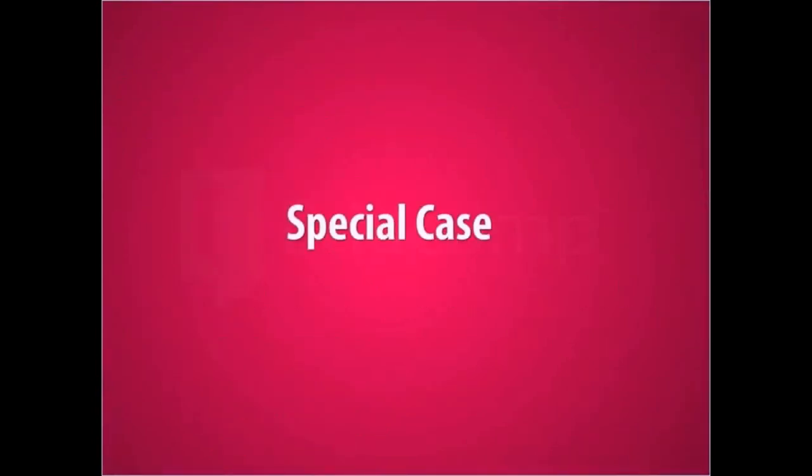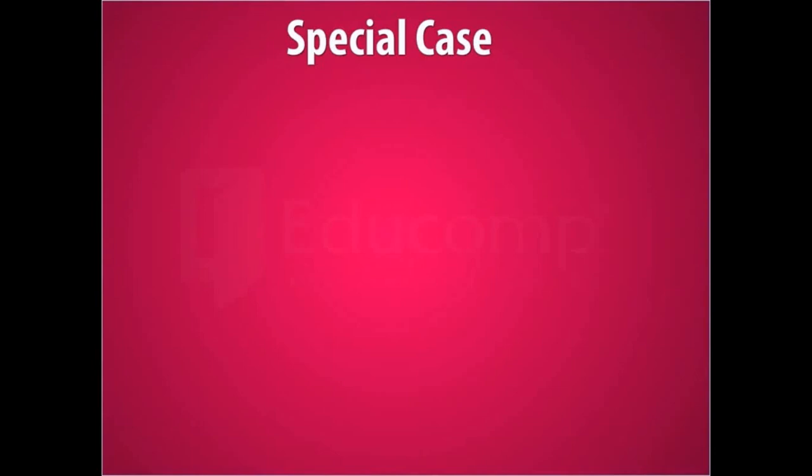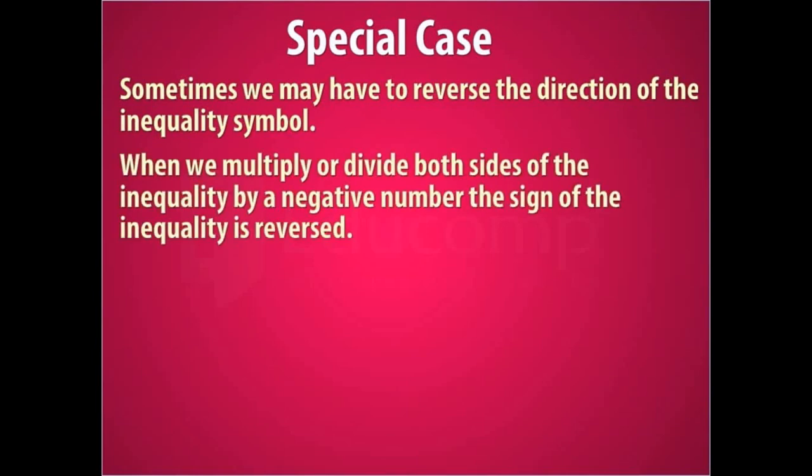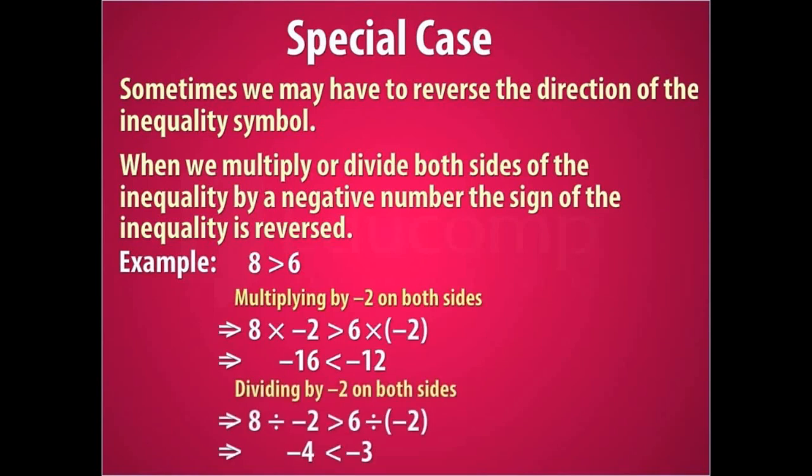We now discuss a special case. What happens if the inequation is multiplied or divided by a negative number? Sometimes we may have to reverse the direction of the inequality symbol. When we multiply or divide both sides of the inequality by a negative number, the sign of the inequality is reversed. We know that 8 is greater than 6. If we multiply or divide by minus 2, then the inequality gets reversed.